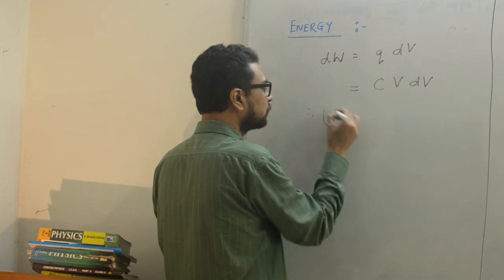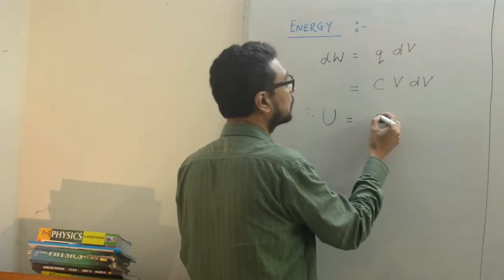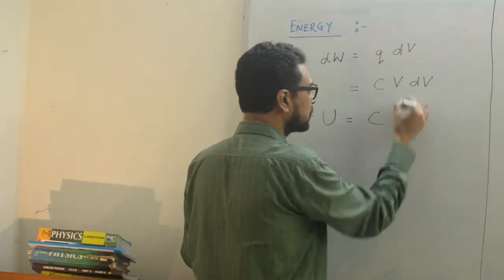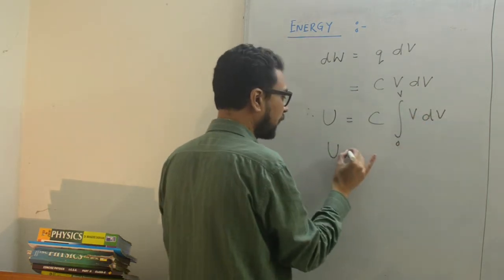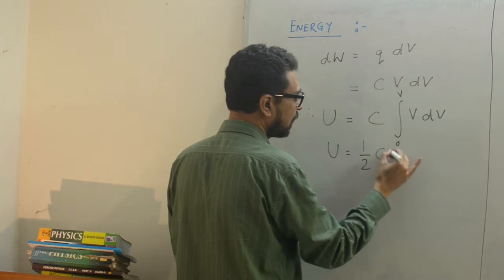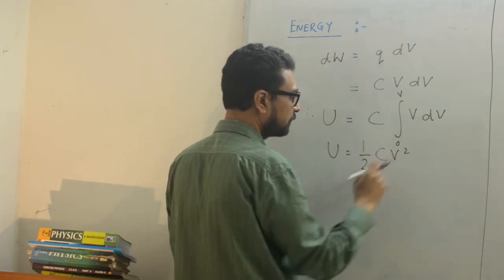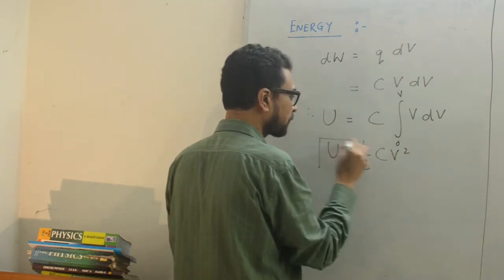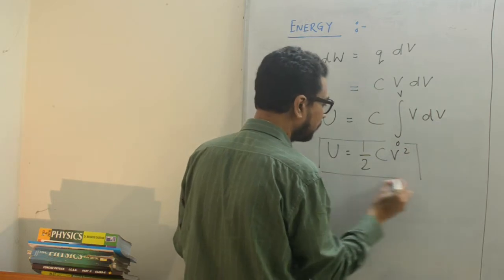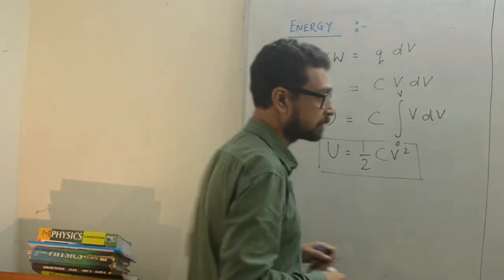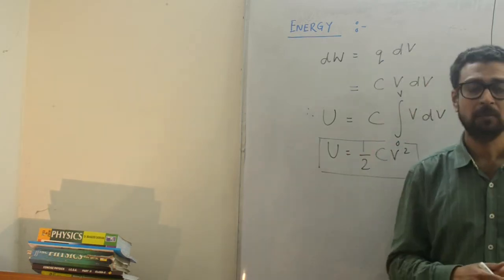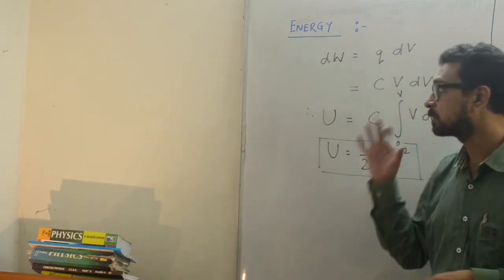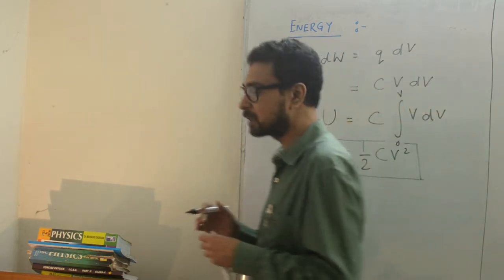So obviously now we can calculate the energy, and we can integrate from 0 to V of CV dV, and finally we can get the expression, which is half CV square. This will give you half C V square, putting the limits V and 0. This is the general expression for a capacitor. The amount of energy the capacitor is storing is half CV square.